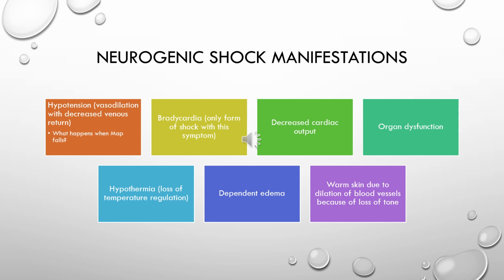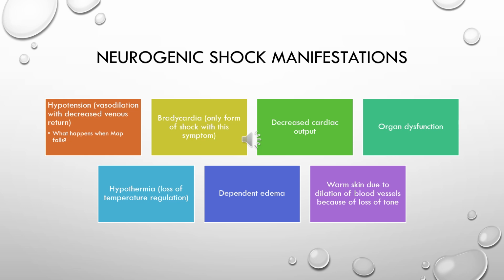And because of those things, we have decreased cardiac output, because what is our cardiac output? It consists of our stroke volume and our heart rate. Well, we know our heart rate's low because we're bradycardic. Our stroke volume is not going to be great because we have no vascular resistance to push the blood forward. So our cardiac output is going to fall dramatically with this type of shock, which leads to organ dysfunction.